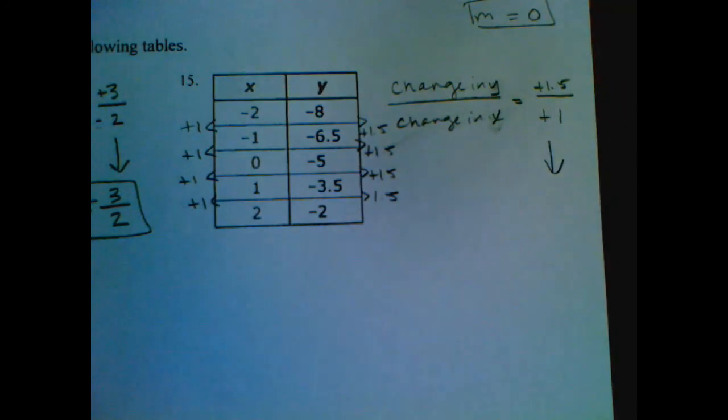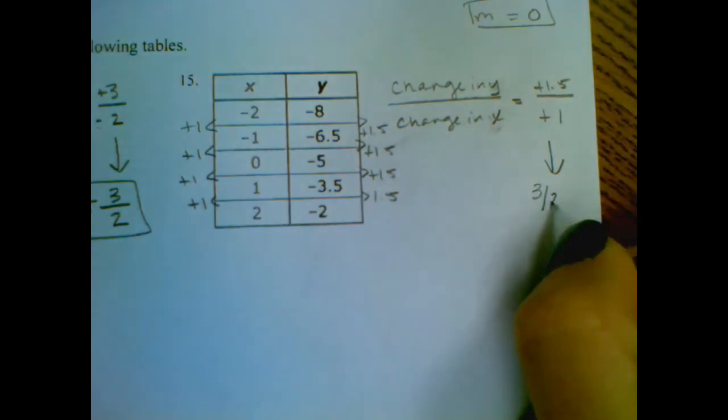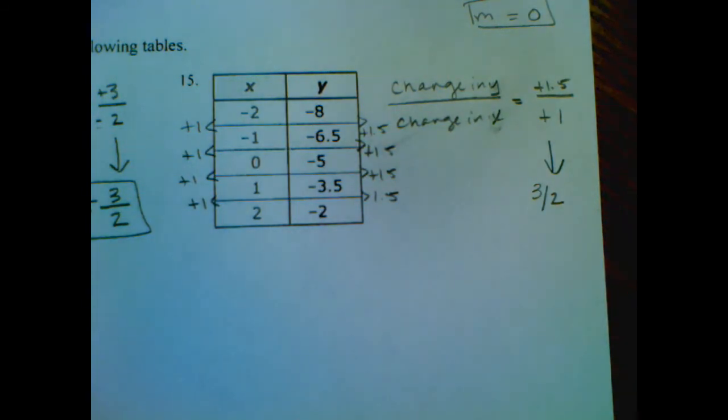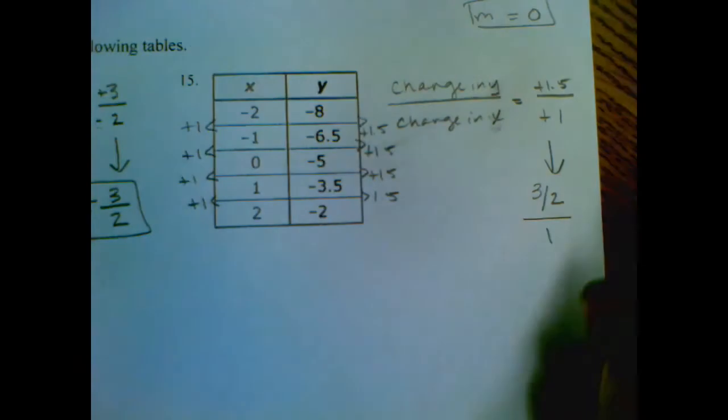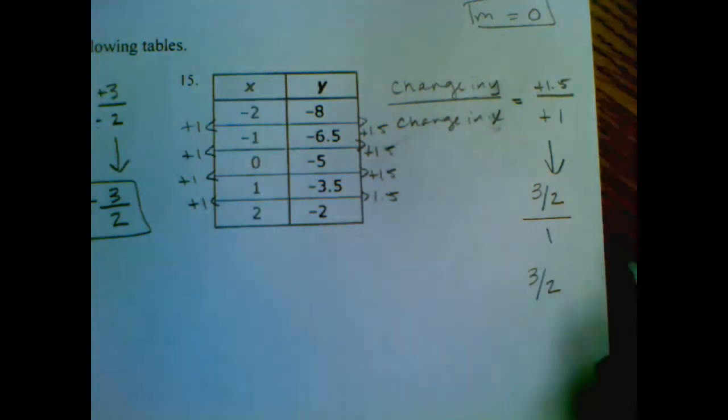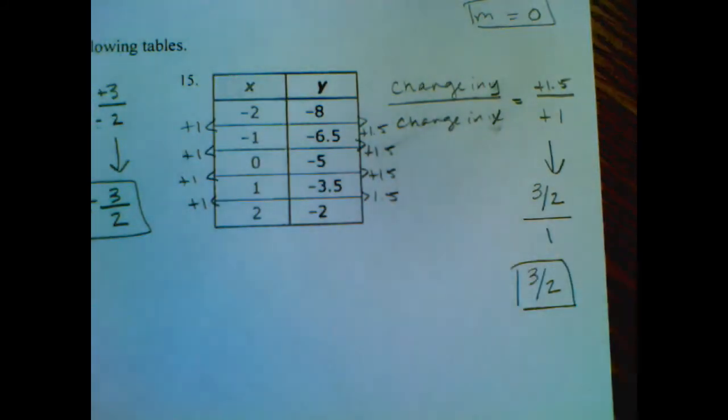So this really isn't a great answer. We really want that 1.5 to be a fraction. So 1.5 as a fraction is actually 3 halves. So we just say it's 3 halves over 1. Well, we don't really want a fraction inside a fraction, so we can actually simplify this. Anything over 1 is just itself. So this is actually a slope of positive 3 halves.